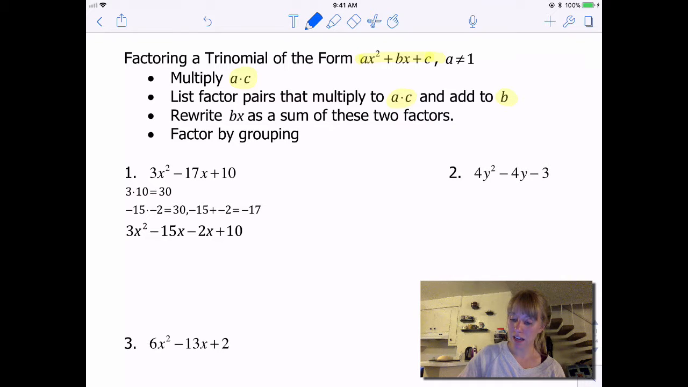So again, this is like add multiply, just a little more work. Then we're going to rewrite that middle term as a sum of the two factors. And then at that point, we will have four terms. Once we have four terms, we can factor by grouping. So let's see what that looks like in practice.